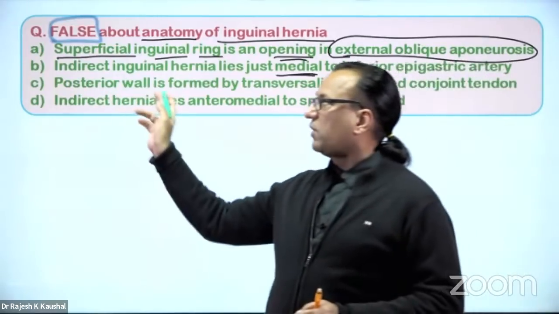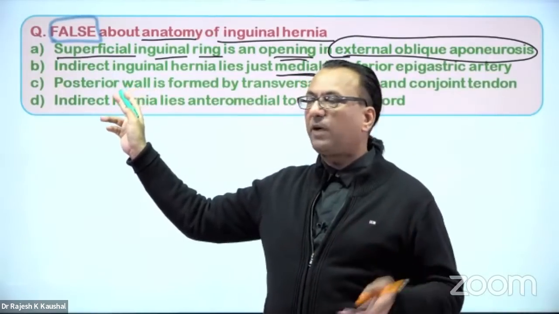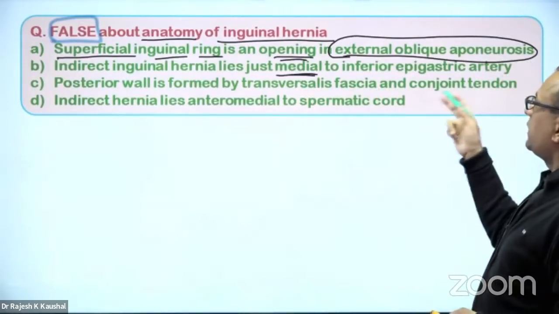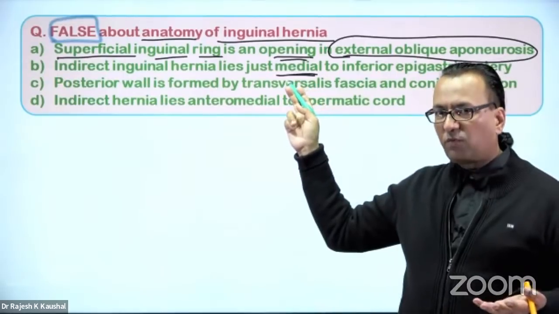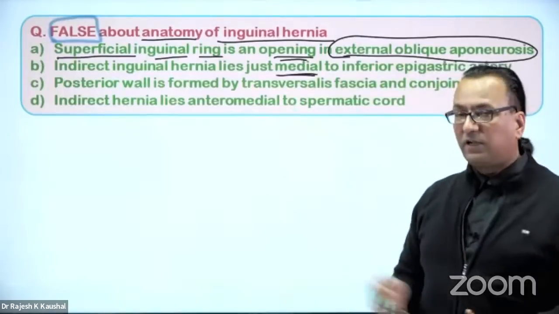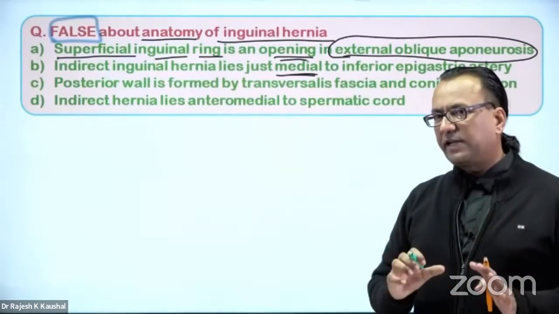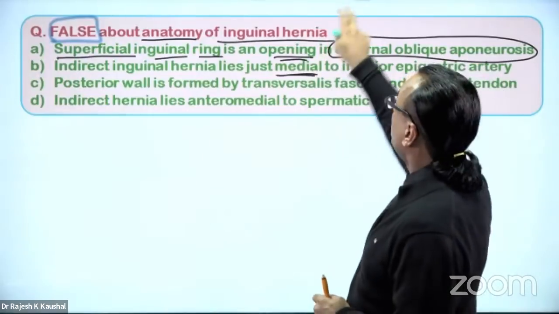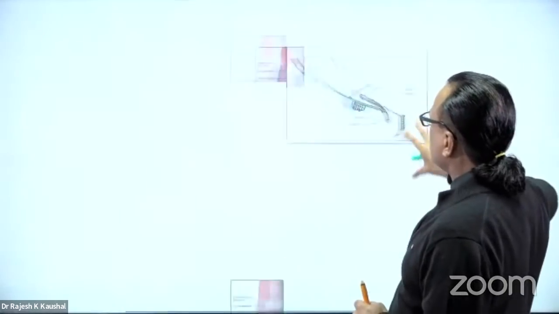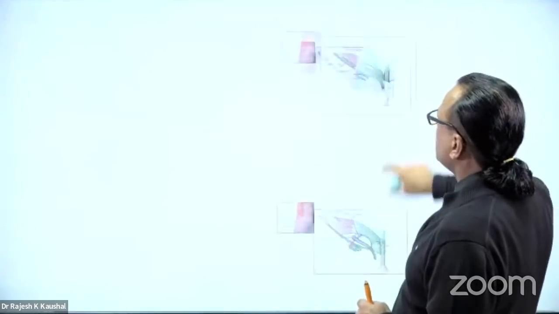Is the posterior wall of the inguinal canal, or the hernia, which is the viscus or omentum coming out, the transversalis fascia posteriorly? Is the conjoint tendon posterior? We have to find out what this conjoint tendon is. And what about the indirect hernia? Is it anteromedial to the spermatic cord? This is more of a surgical aspect, but some basic anatomy is required. So let me take you to the details, starting from the very deeper aspect. Let me just begin from here.